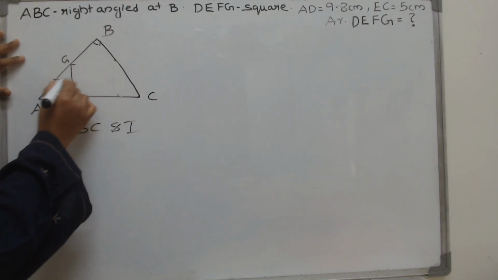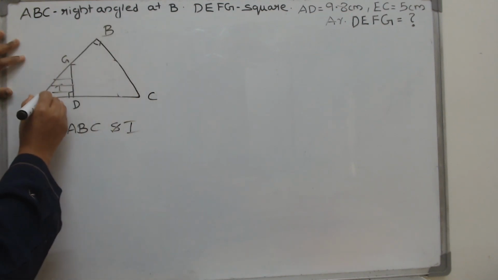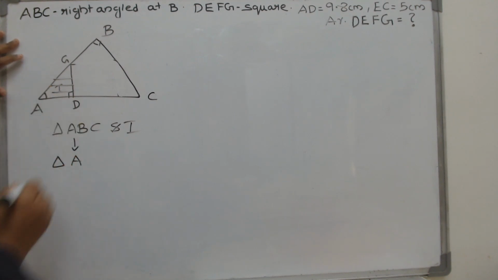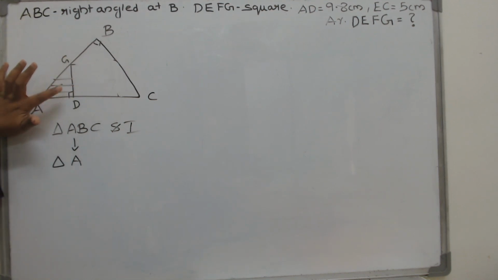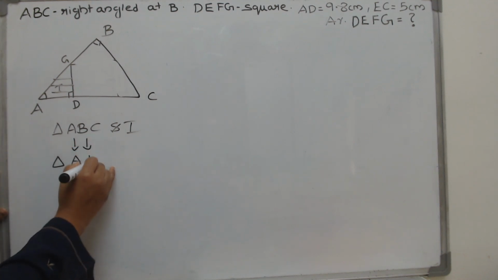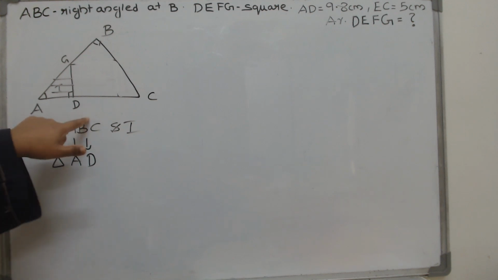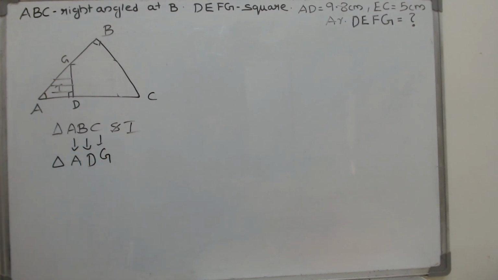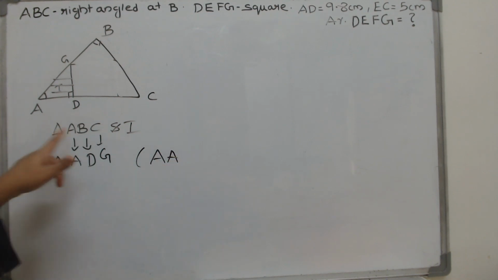Both of these triangles, this small triangle 1 and the whole triangle ABC, have a common angle A. Then what? A right angle at B, a 90 degrees at B, and 90 degrees at D. So what do we have? We have two equal pairs of angles, which means the third pair of angles will also be equal to one another, or in other words, using AA criterion, these two triangles are similar.